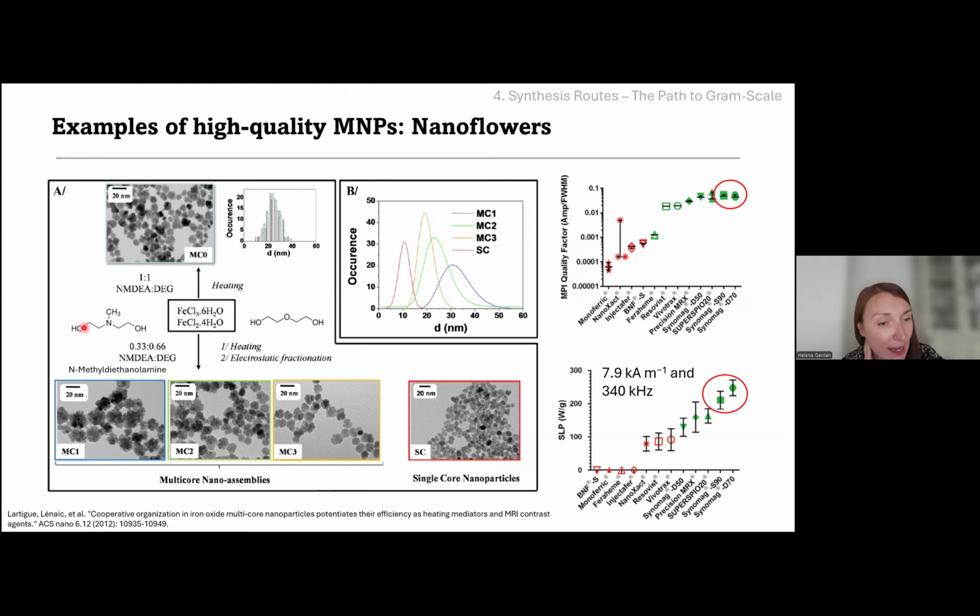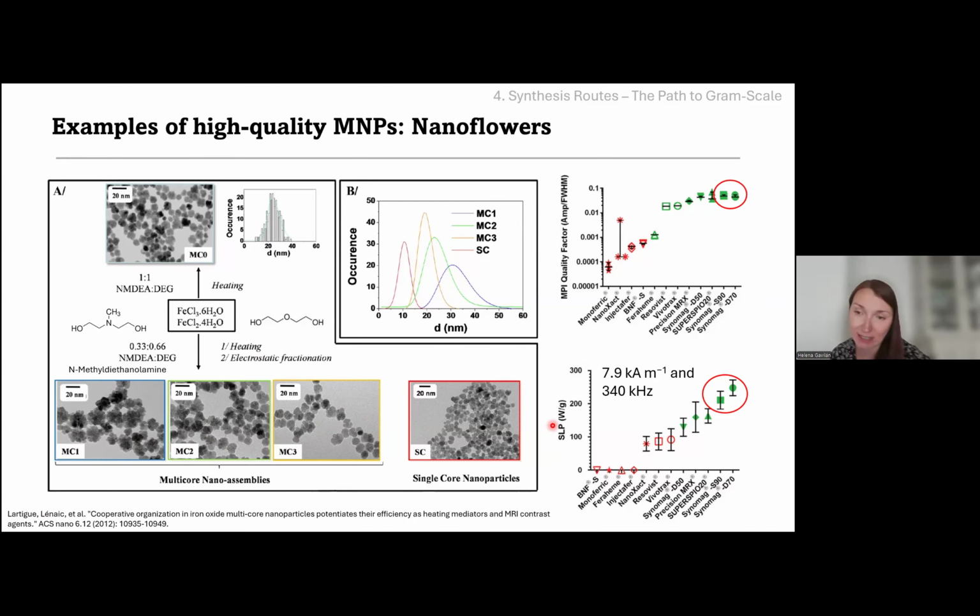And we use N-methyldiethanolamine. This is an organic amine that provides a very viscous media. And when combined, you heat them for a very long time. And the authors afterwards made electrostatic fractionation just to have more monodisperse samples, let's say. And this has been, up to now, one of the gold standards for magnetic hyperthermia and MPI.